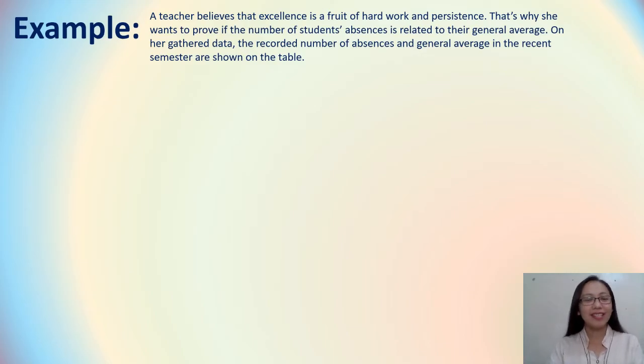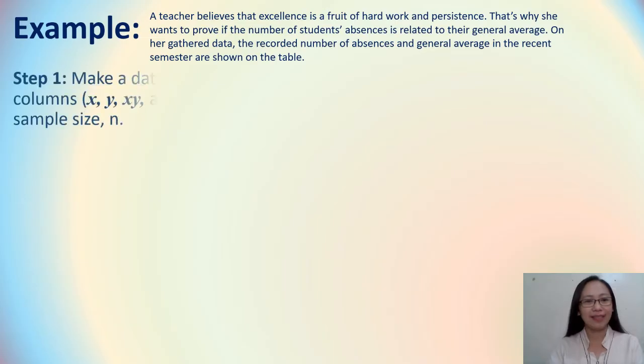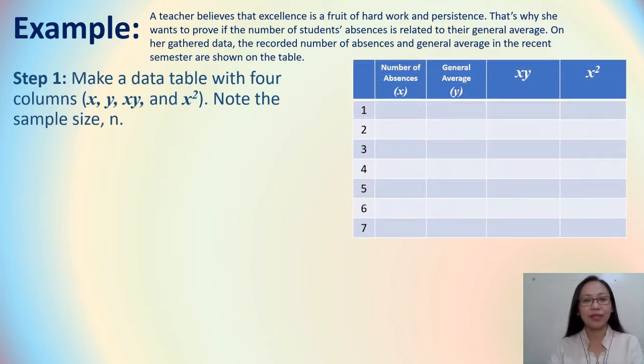So here are the steps now. We have here the example, and let's look at the steps. For the first one, make a data table with 4 columns. We have X, Y, XY, and X squared. And we have to note the sample size n. So you have there the table at the right.